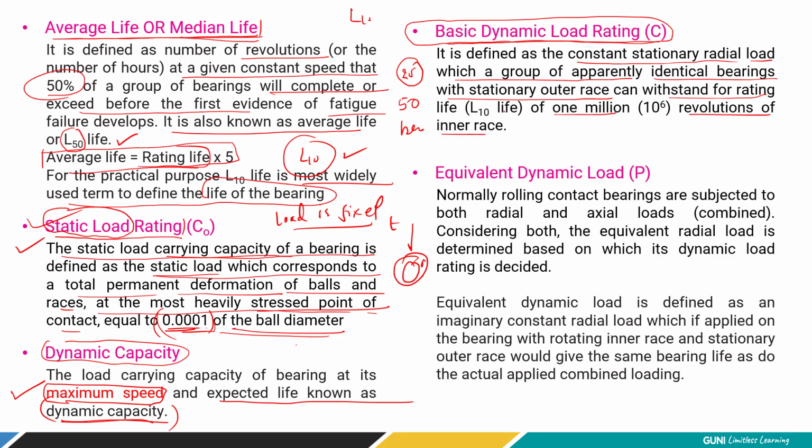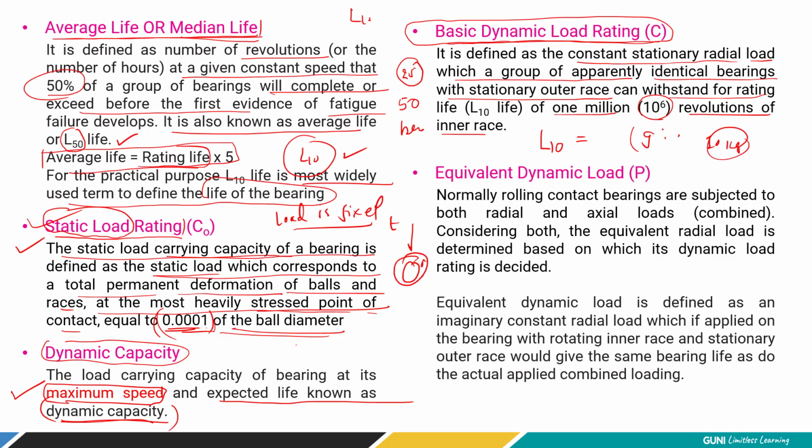Now what exactly is this? Here we expect that the bearing life is L10. That means 90% of the group must complete at least 10 to the power 6 revolutions, because generally a bearing rotates, right? So we are going to count the bearing life in terms of revolutions. So each bearing must complete at least 10 lakh revolutions. Okay, 10 lakh revolutions.